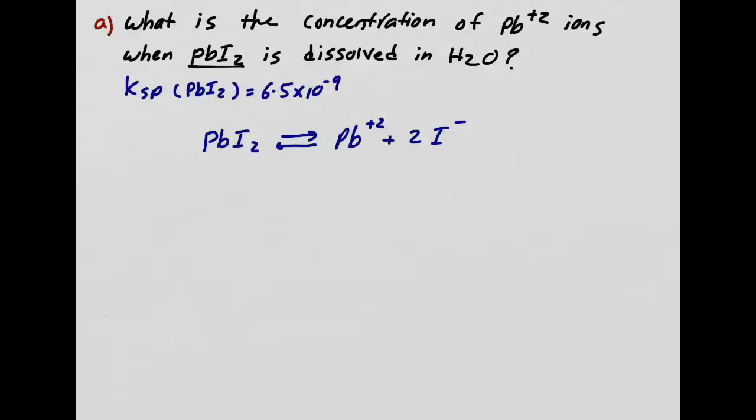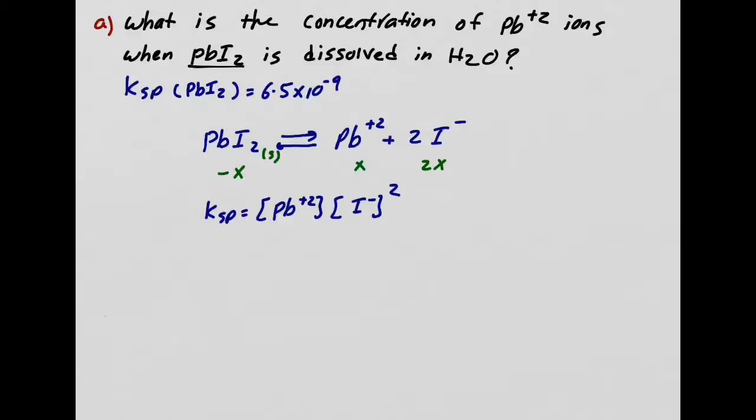And then, of course, don't forget, this is my solid, yeah? So over time, this is going to disappear, and this is going to be my x, and this is going to be my 2x. Do this every time, even if it's an easy problem. Write down the equilibrium, and then write down the Ksp expression. So the Ksp would be the concentration of Pb2+ times the concentration of iodide to the power of 2. Okay, so far so good.